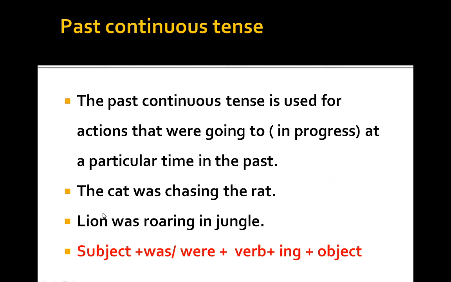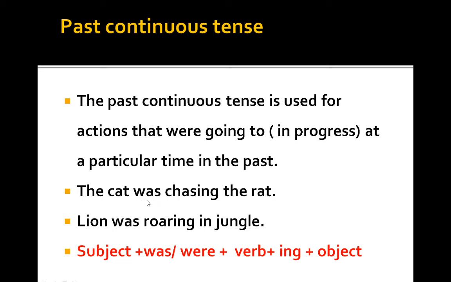Look at this example. The cat was chasing the rat. In this sentence, the action of chasing was going on, in progress, in the past. What suggests to you that it is a past sentence? Which word suggests it? That is only was.